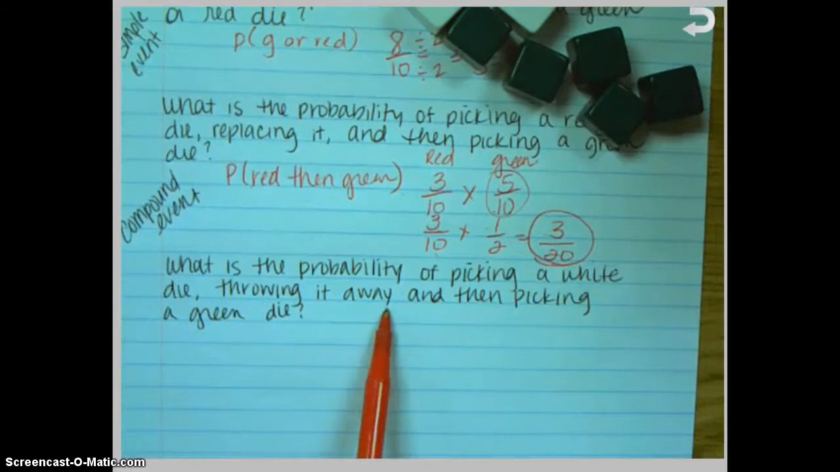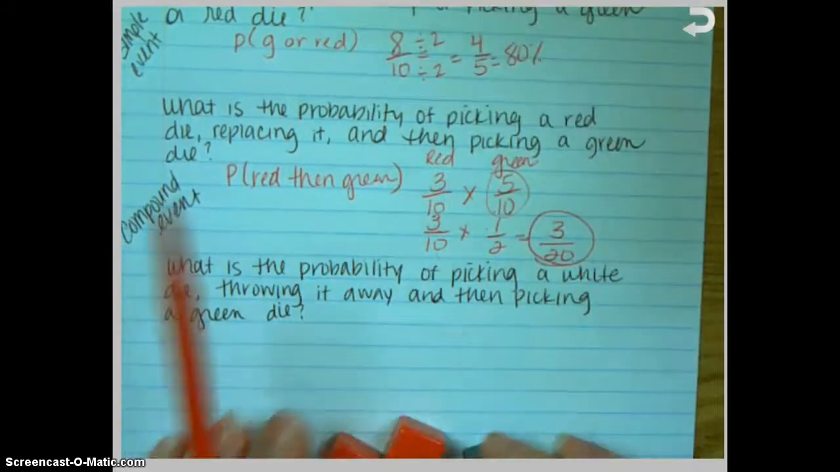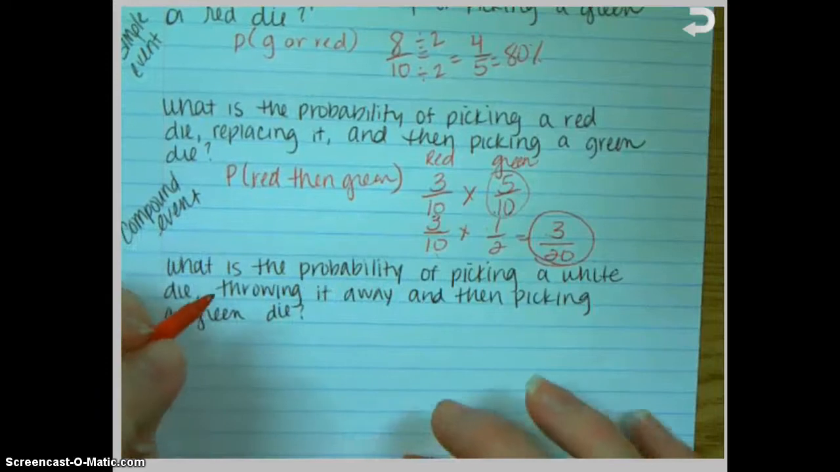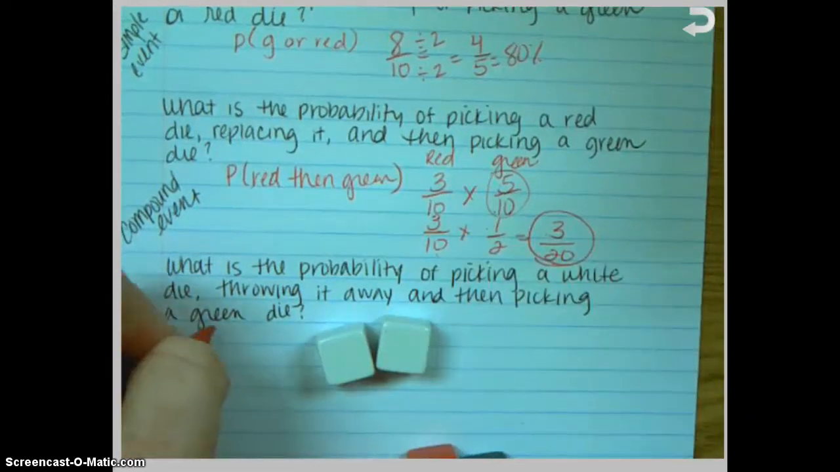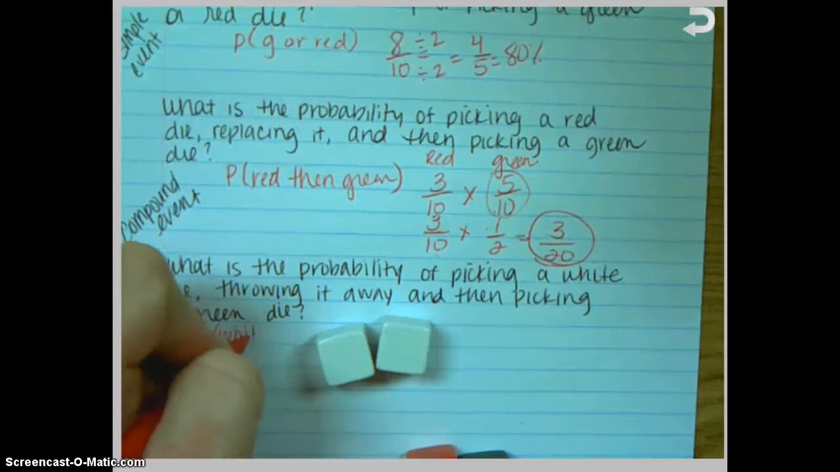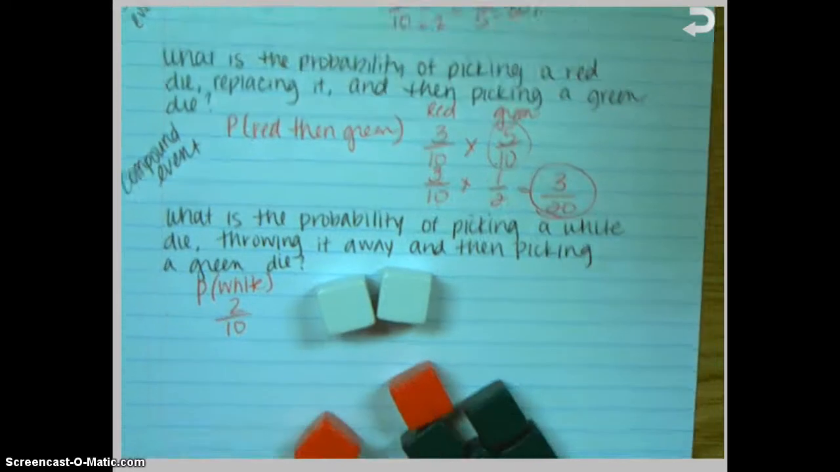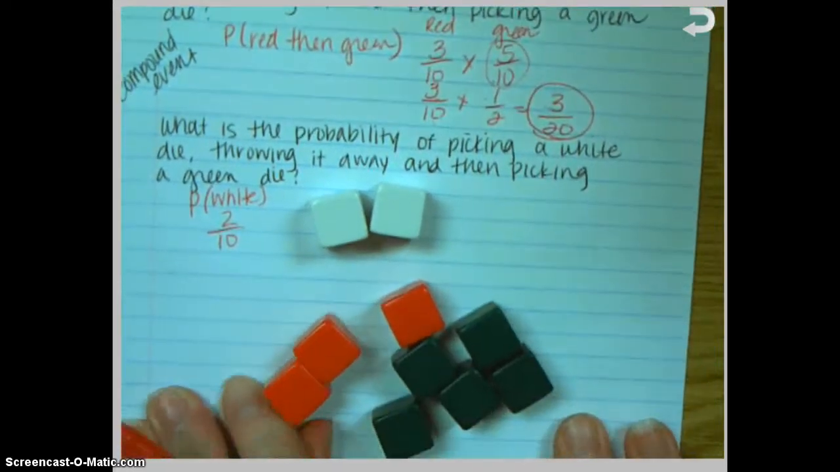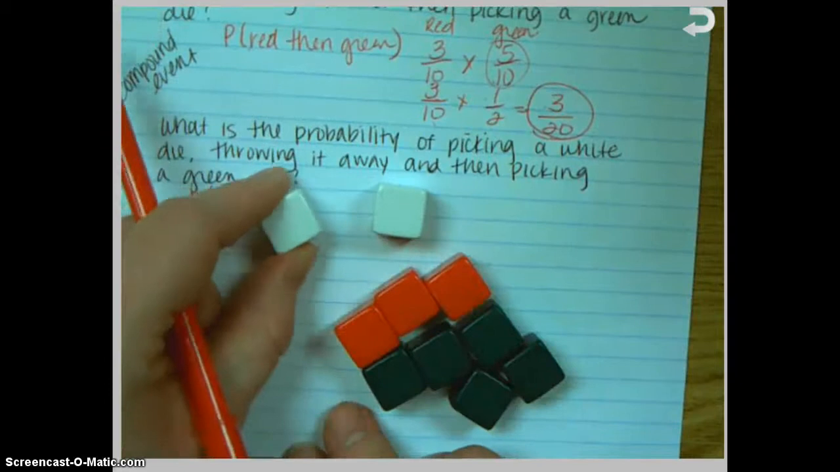The last question we're going to do here: what is the probability of picking a white die, throwing it away, and then picking a green die? So let's think. Okay, the probability is what you want over the total. What we want are the white die. So the probability of picking the white die is 2 out of 10. So I'm going to pick this white one, and then I'm going to throw it away.